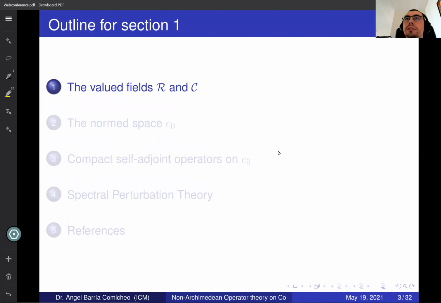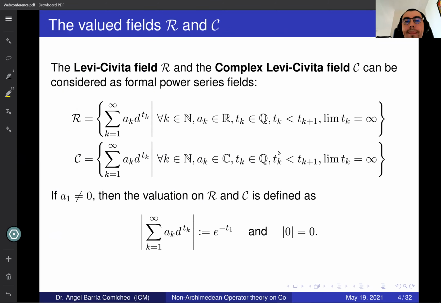So let's begin by introducing the fields R and C script. In case you didn't watch the previous presentation, the Levi-Civita field and the complex Levi-Civita field are fields of functions from rational numbers to real or complex numbers with left-finite support.